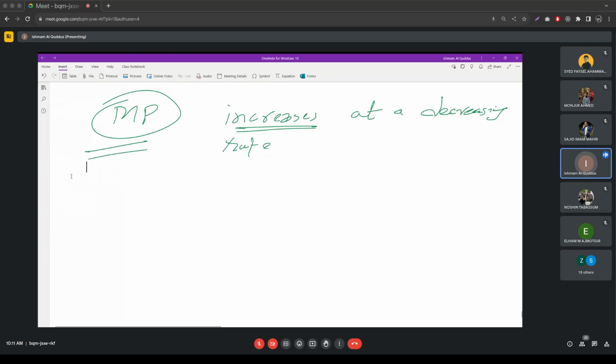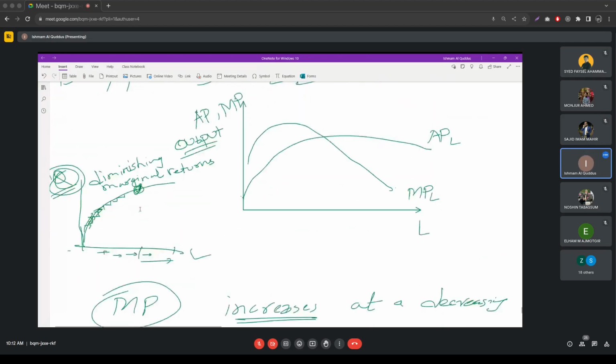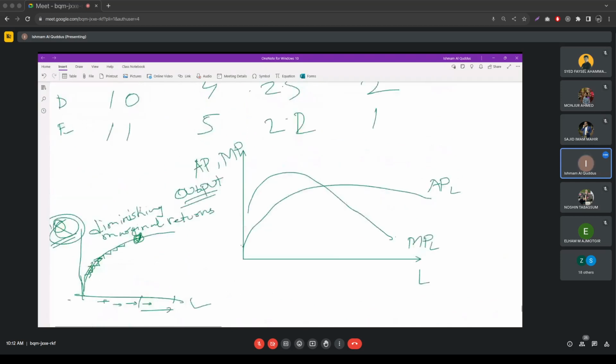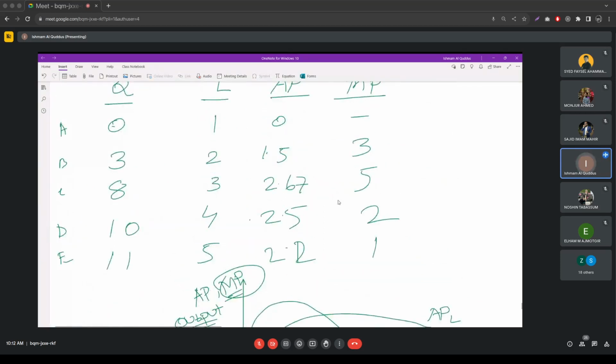Now, MP, the marginal product. So if this is the MP, marginal product, let's take a look at the values. So here, of course, the first one is 0. AP increases, 1.5, 2.6. So what this means is that on average, the workers are producing 1.5 units.